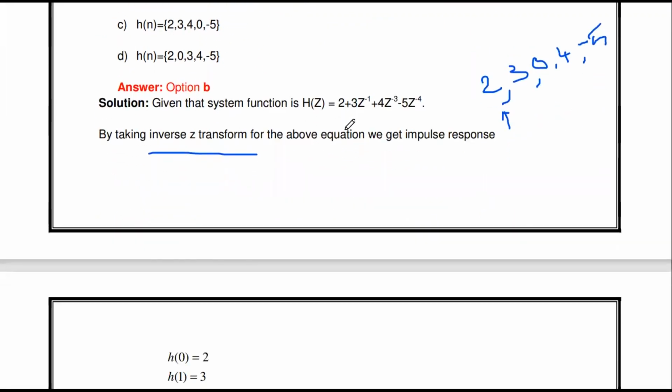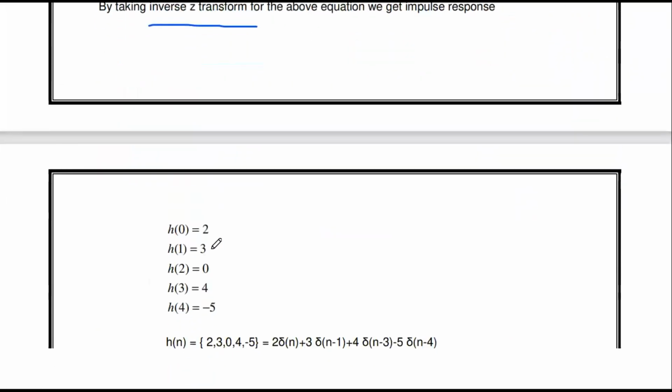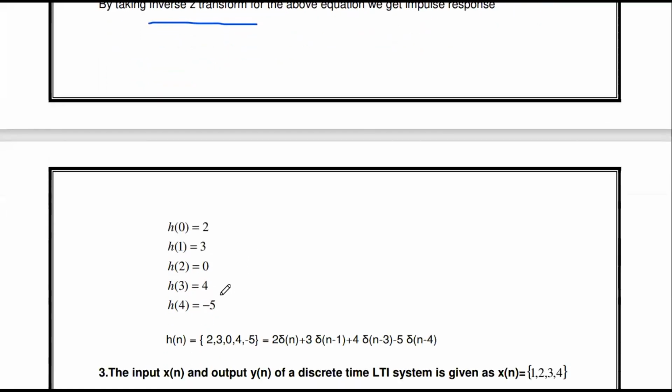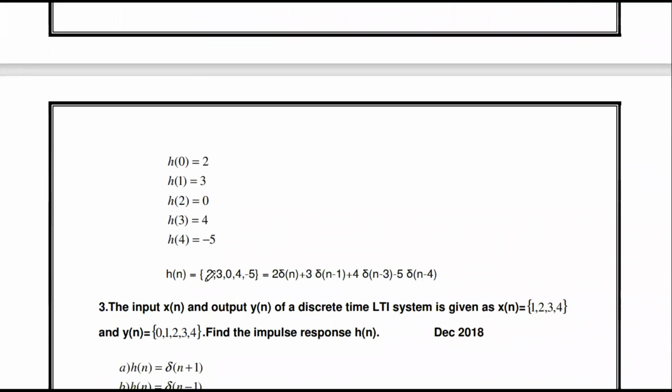First, we write the constant term. This constant term is nothing but small h of 0. Then the coefficient of z power minus 1 is 3; this 3 is h of 1. Similarly, the z power minus 2 term is not available, so h of 2 is equal to 0. Then the z power minus 3 coefficient is 4, so this is h of 3. Similarly, the z power minus 4 coefficient is minus 5, so this is h of 4. So you can write it in discrete sequence form, which is h of n.